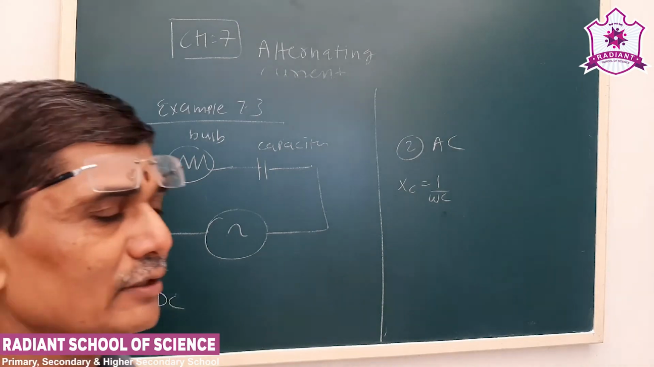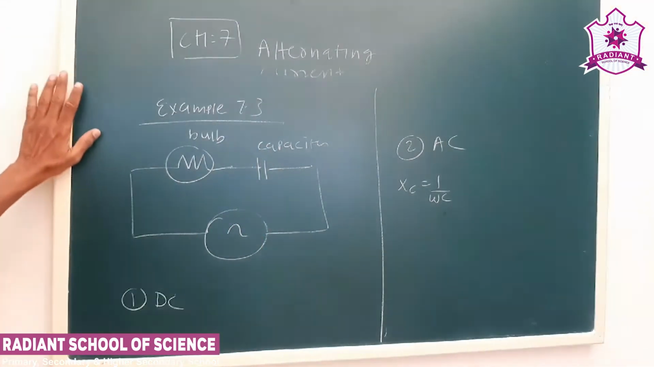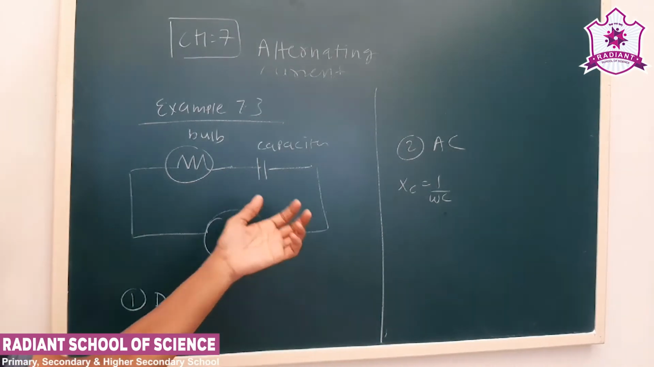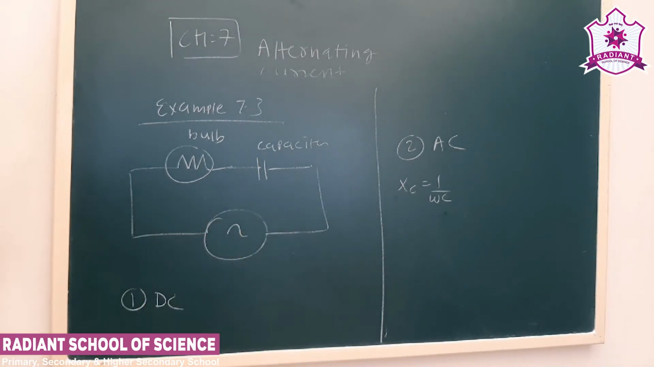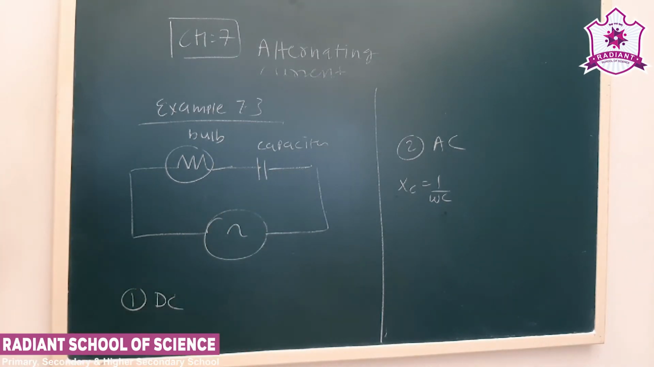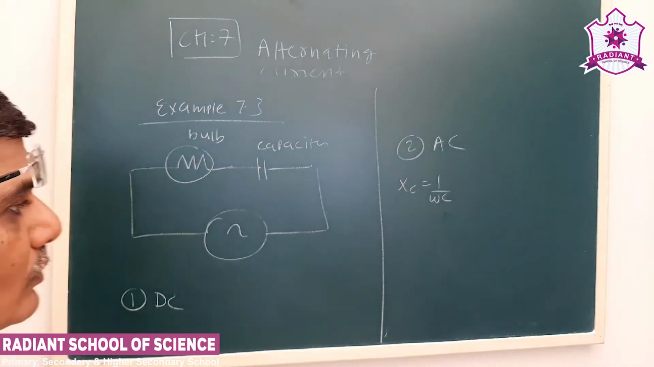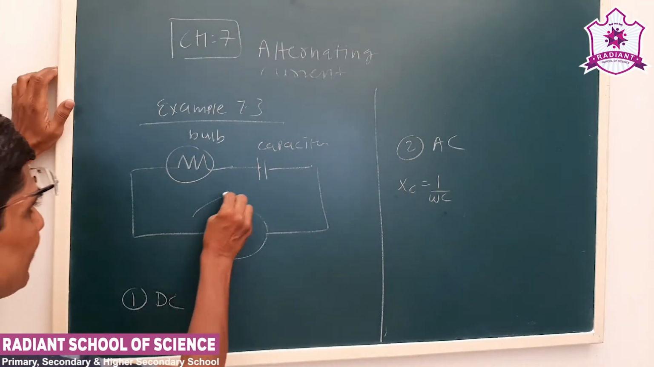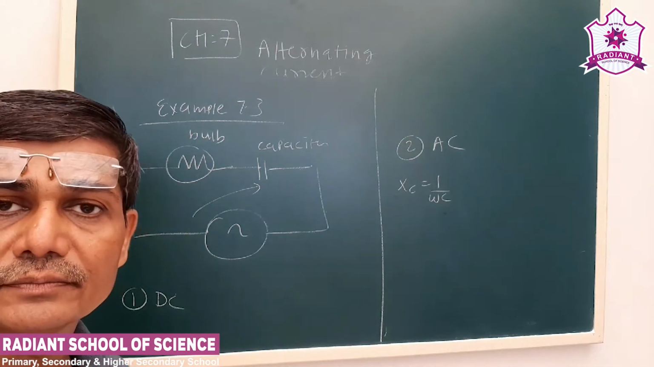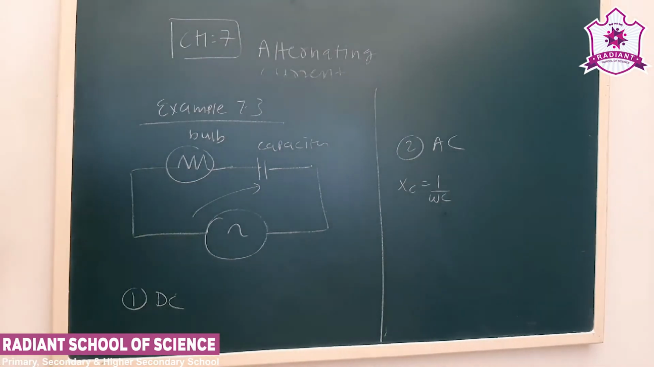So this is the effect of a capacitor in a DC circuit and an AC circuit. In the first case we saw that the capacitor is a charge storing device. It stores the energy in the form of electric field. So once the capacitor is charged, there is less voltage across the bulb, so the bulb will not shine. But in the case of AC, it will vary with the value of the capacitance.